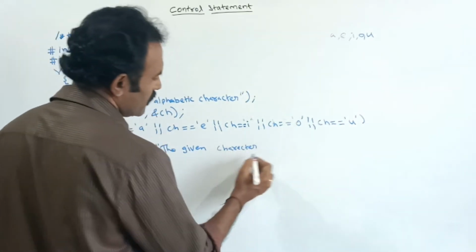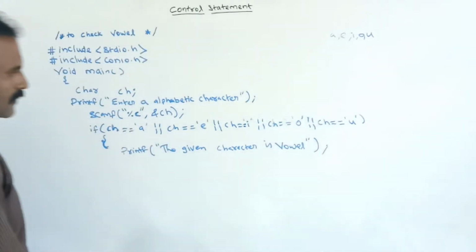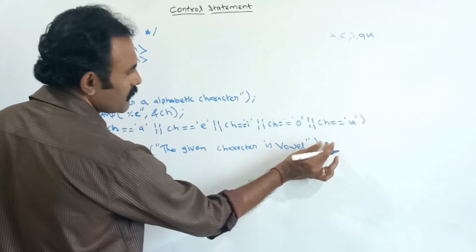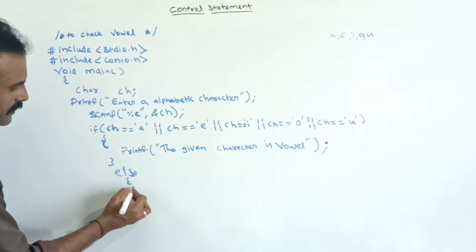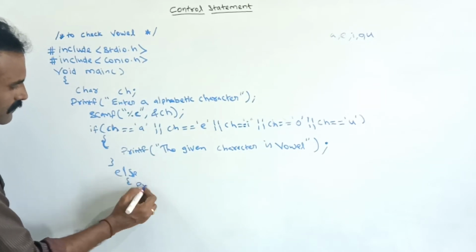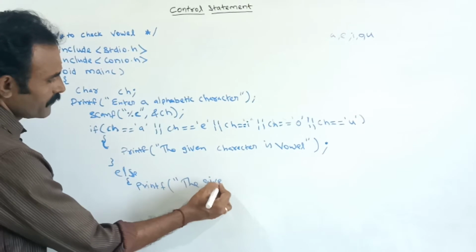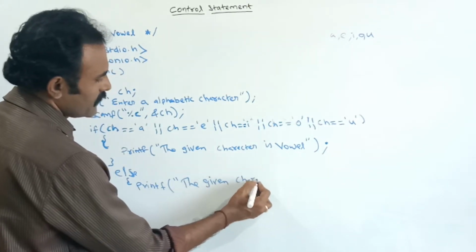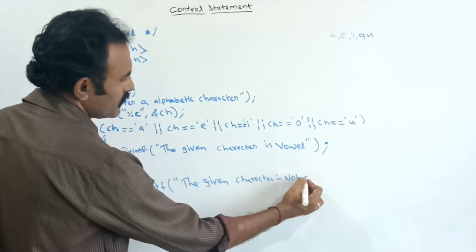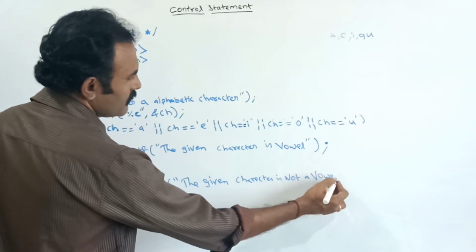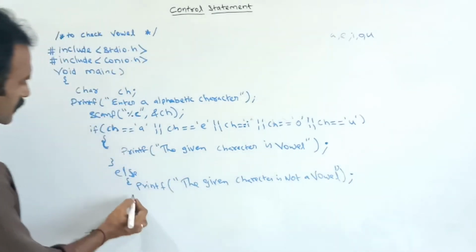Given character is vowel. In other words, in the else part I am saying printf, here the given alphabetic character is not vowel. Next I am closing the main.